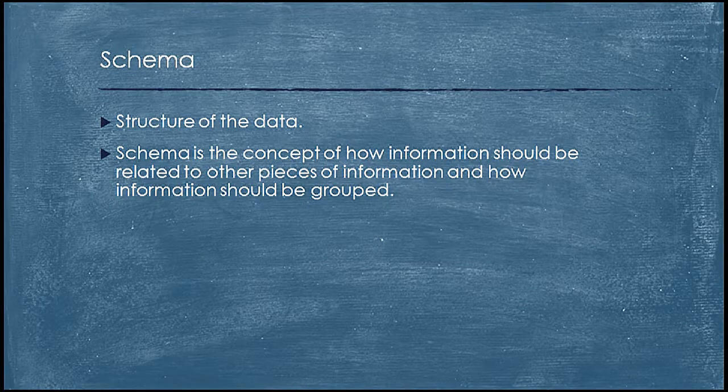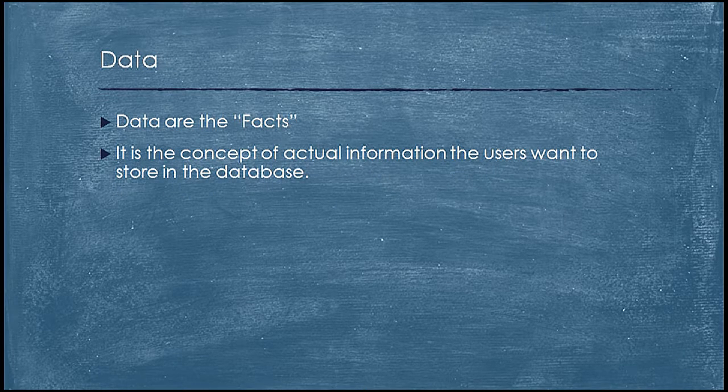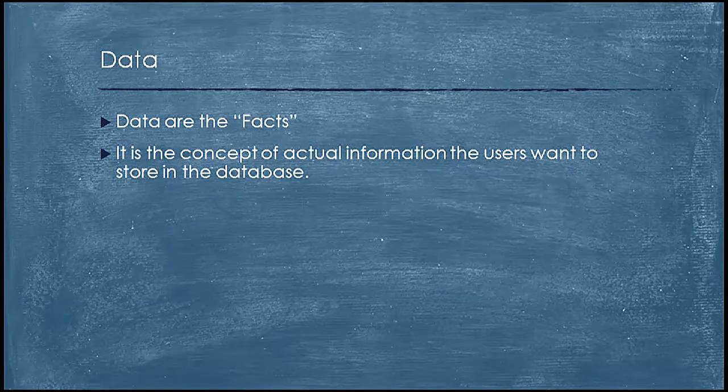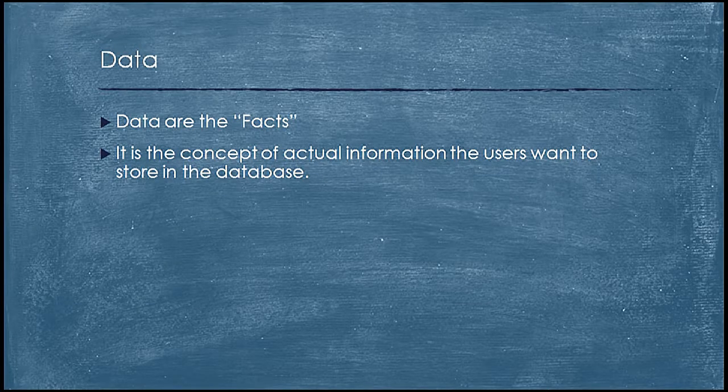The schema is the structure of the data. It is the concept of how information relates to other pieces of information and how information should be grouped. And the data are the facts. Data is the concept of the actual information users want to store in the database. You can only store data in structures provided in the schema.